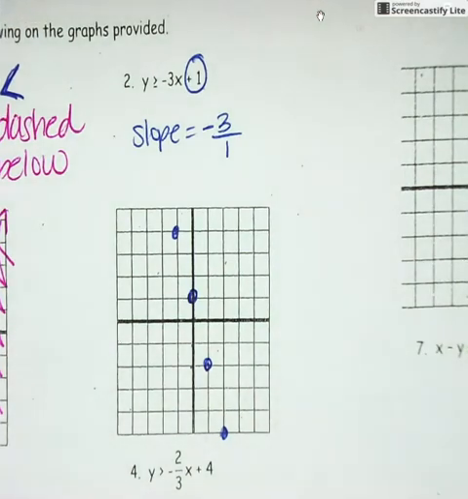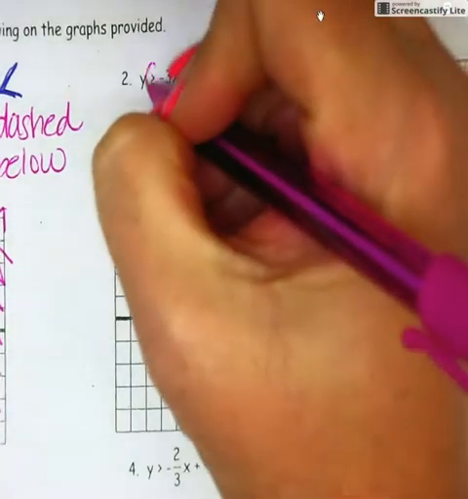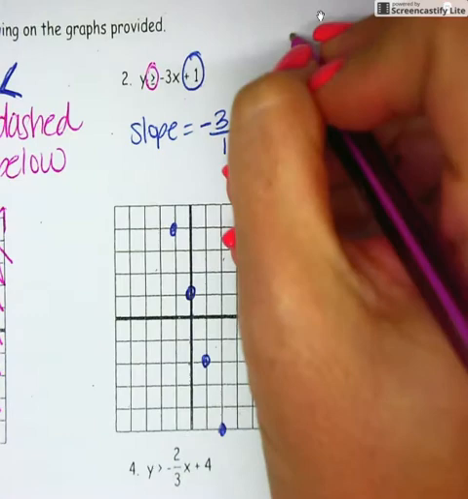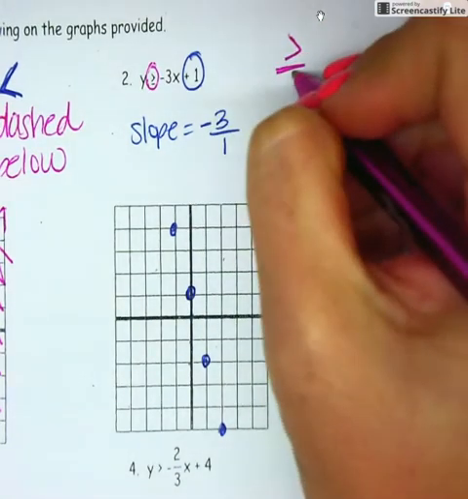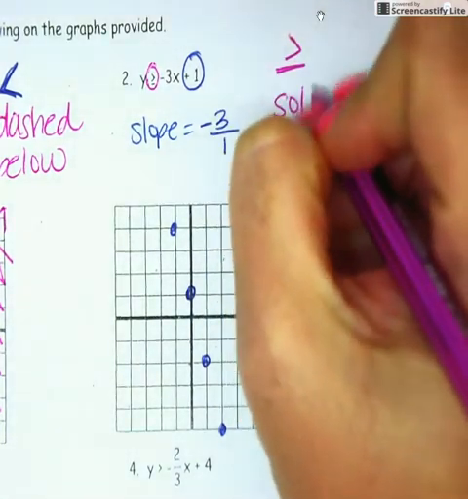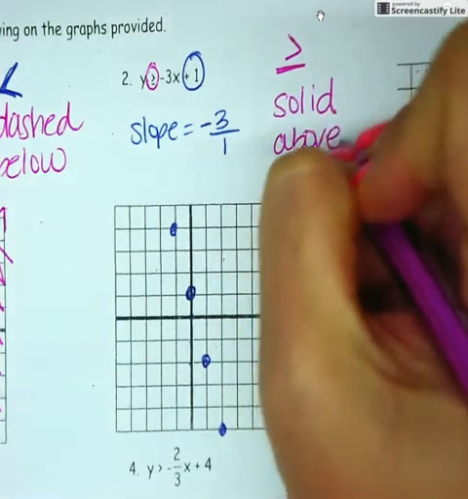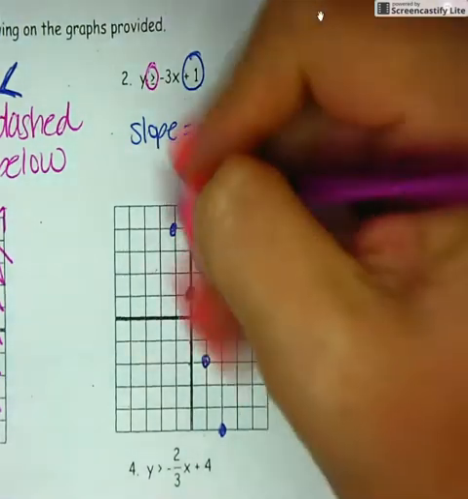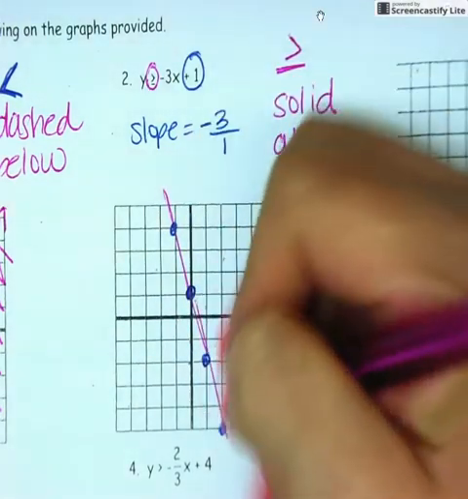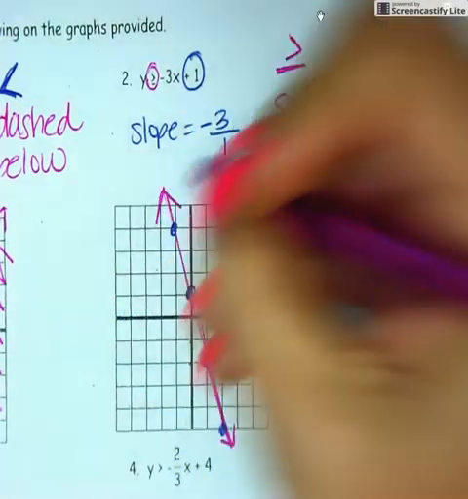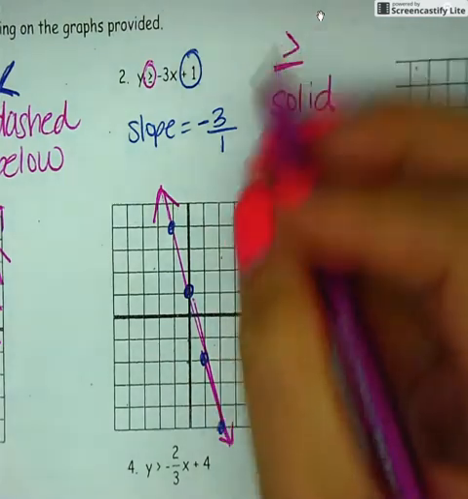All right, looking at our sign up here, that is greater than or equal to. So since there's a line underneath it, that tells me it's going to be solid, and greater than means I'm going to shade above. So I'm going to draw a solid line through my points, and I'm going to shade above that line.